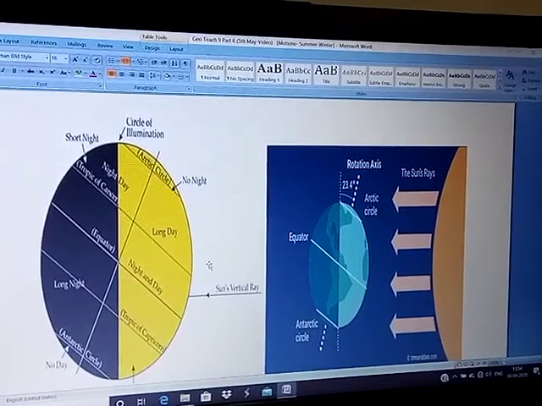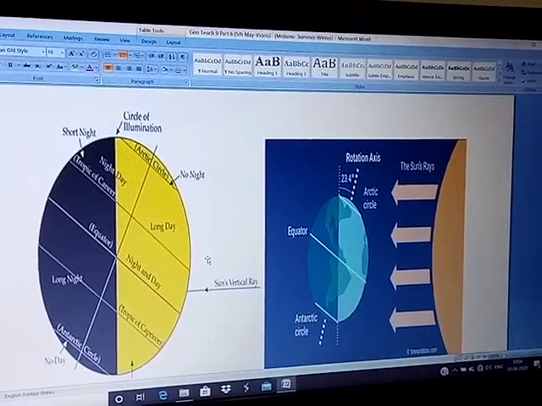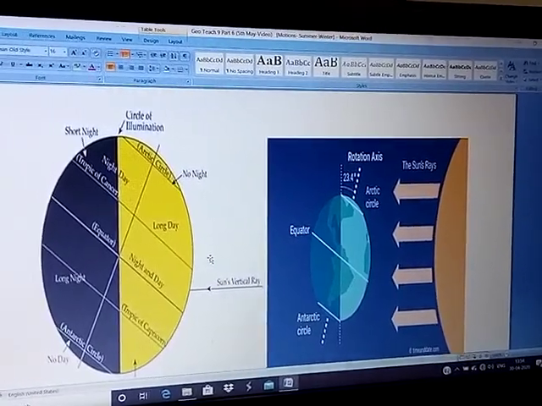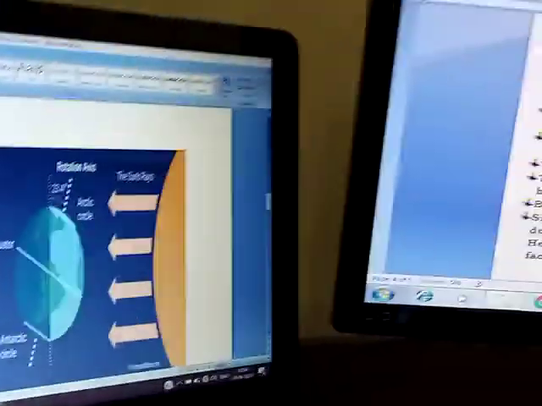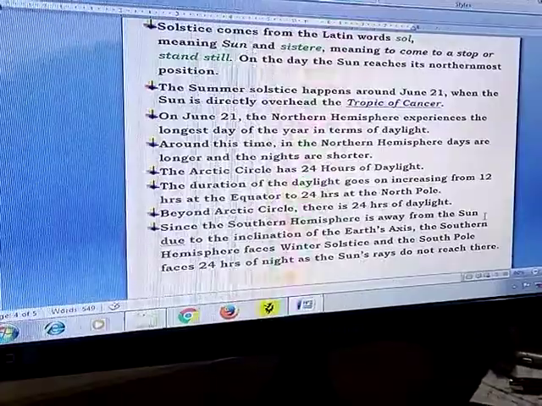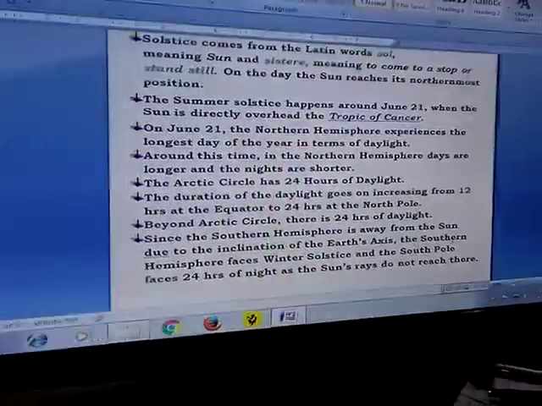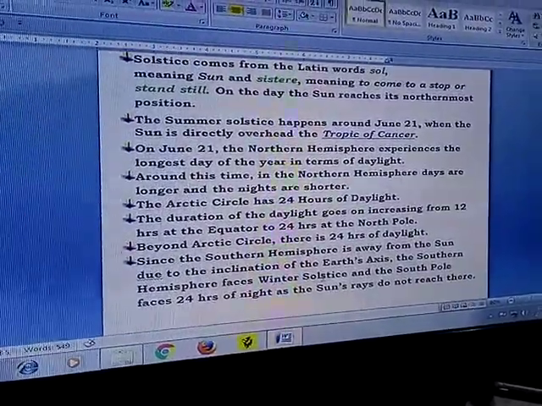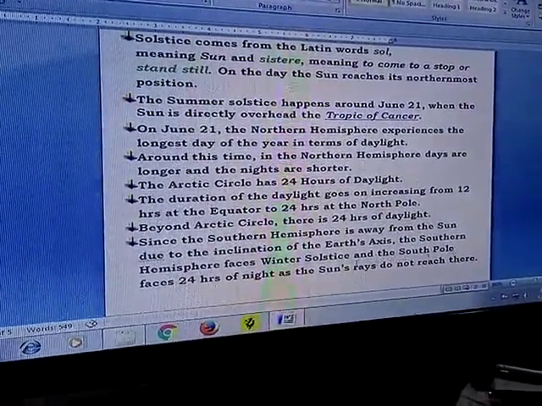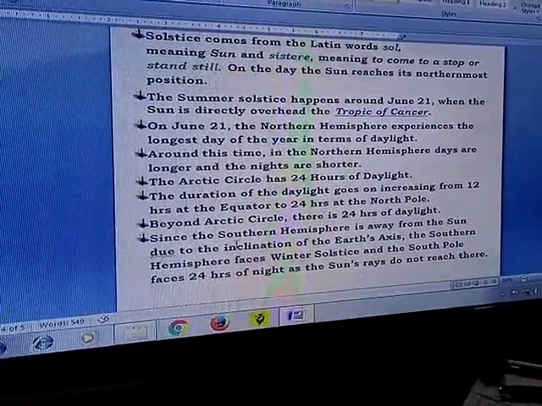It will be opposite during the winter, meaning the time of night will be increased in the winter time. Since the southern hemisphere is away from the sun due to the inclination of the earth's axis, the southern hemisphere will face just the opposite, the winter solstice, and their south pole will never get the sunlight.